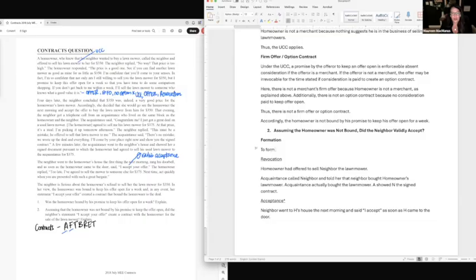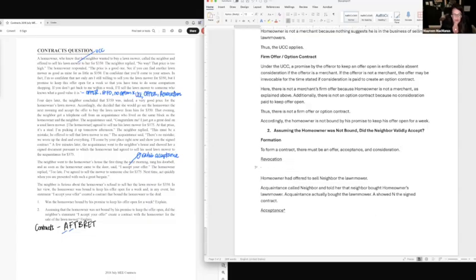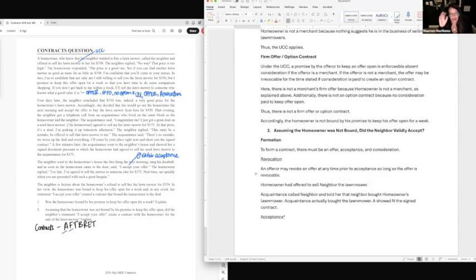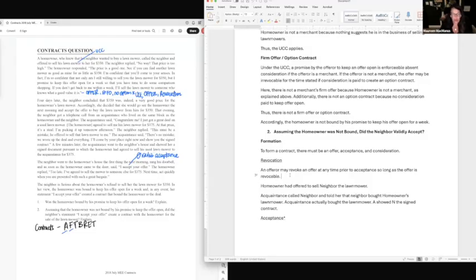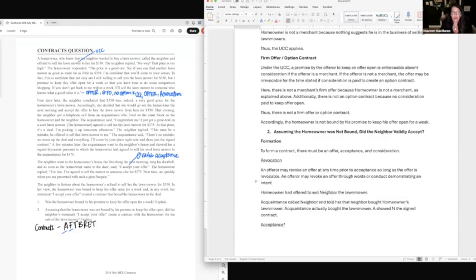No. So to form a contract, there must be an offer, acceptance, and consideration. Okay. So we can say an offeror may revoke an offer at any time prior to acceptance, so long as the offer is revocable. We can add that because revocability was part of the issue up above. And we can add the rules about indirect revocation. Don't totally have to, but we can. So we can say an offeror may revoke an offer through words or conduct demonstrating an intent not to enter the proposed contract.